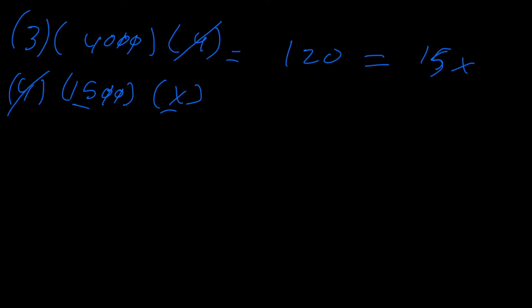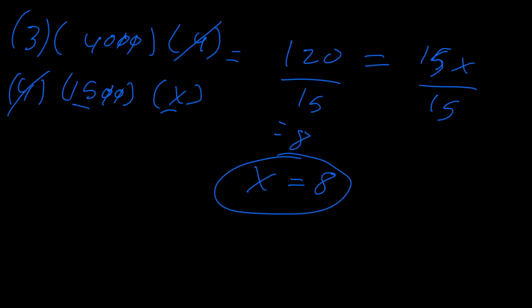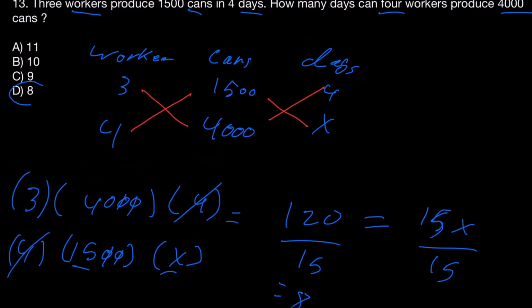And when you have 15x, how are you going to find x? You divide both sides by 15. And you end up with 120 divided by 15, that is just 8. So then x equals 8, which is choice number D.